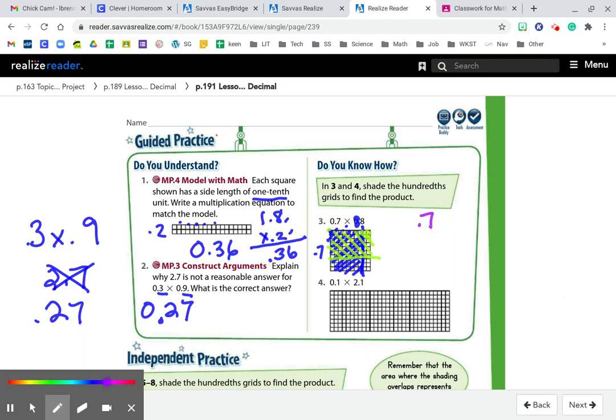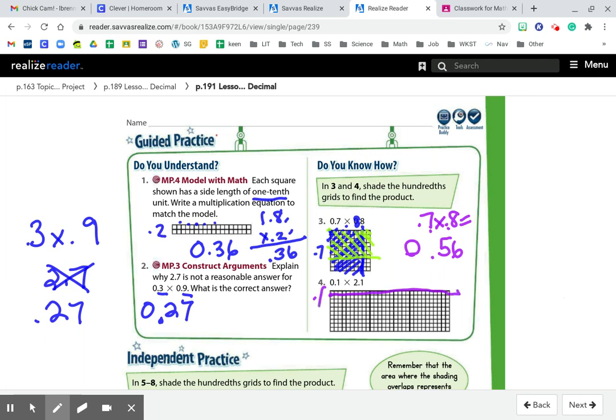0.7 times 0.8. 7 times 8 is 56. I have 2 digits in decimal place value in the problem. There will be 2 in my answer. For the next one, I have 1 tenth. So that's just one tiny little row all the way across.